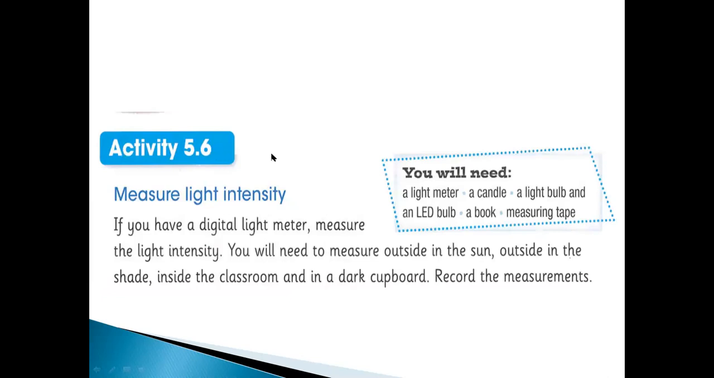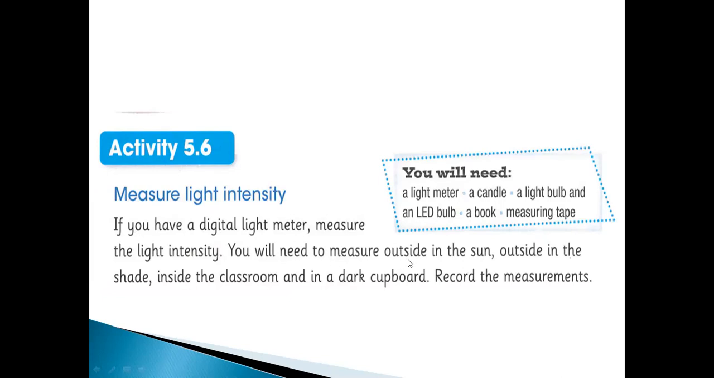So there is an activity for measuring light intensity. You need a light meter, a candle, a light bulb, an LED bulb, a book, and a measuring tape. If you have a digital light meter, measure the light intensity. If you don't have one, you can write "digital light meter" in the search box on the internet or YouTube. There are many activities and experiments you can watch and observe.